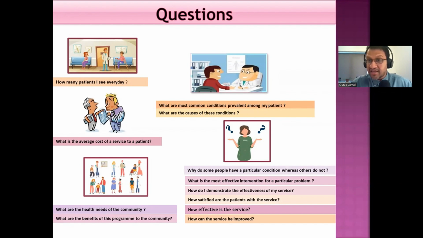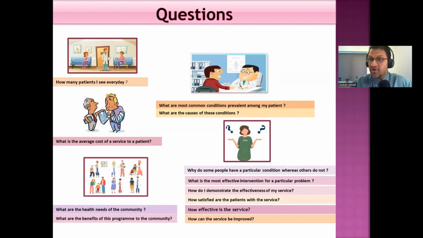What are the basic health needs in the community? What are the benefits of this program in the community? Say you're starting a clinic which has never been done before, but this is really useful. How? Because you've observed that in your clinical practice, and it has its benefits, and it is something which should be initiated. What are the most common conditions prevalent among my patients?